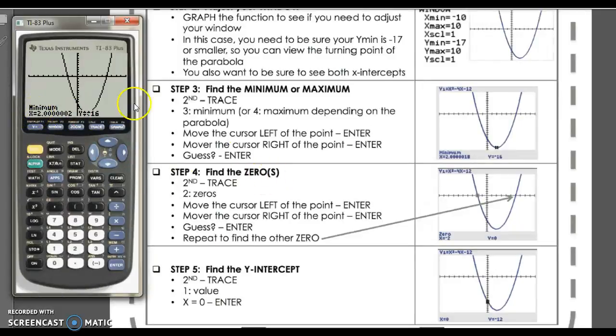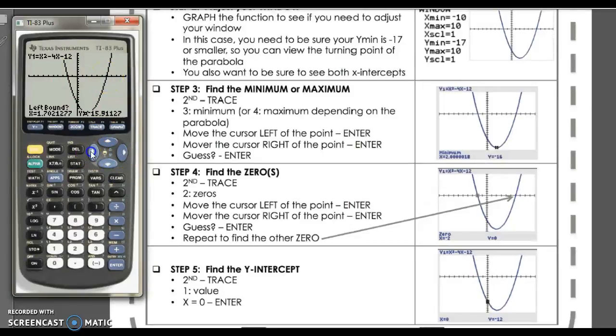So now we want to find the zeros. What if the x-intercepts aren't easy to see or aren't integers? How can we use the calculator to help us do that? So I'm going to go to second and trace again. And this time I want to find the zeros, and so that's number 2, and I'm going to hit enter. So I have 2 zeros. I have one to the left of the y-axis and one to the right of the y-axis.